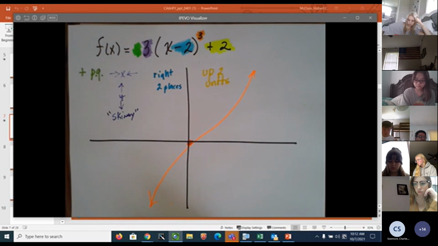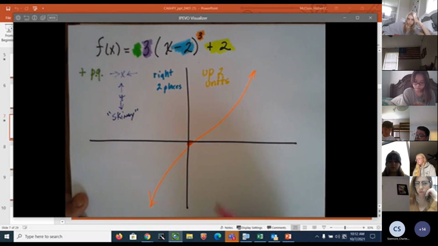So my new graph, I'm running out of colors. I haven't used magenta, so let me use magenta. This looks like pink, but it looks more magenta.